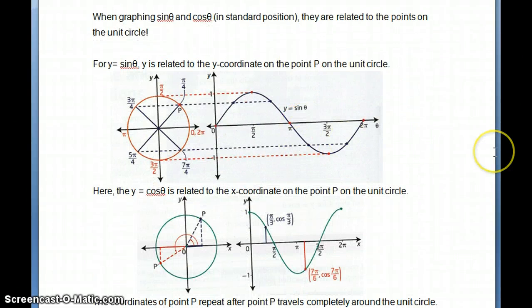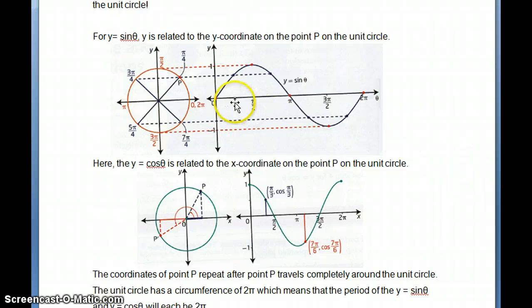All right, moving on. When we're graphing sine and cosine, assuming they're in standard position, these are going to be related to the points on the unit circle. Below here we have our sine and cosine graphs along with their unit circles, and they're all related to the point P on the unit circle. Specifically, for the graph of y equals sine of theta, your y value is related to the y coordinate of your point P on the unit circle.